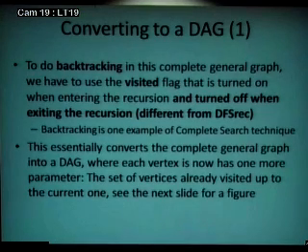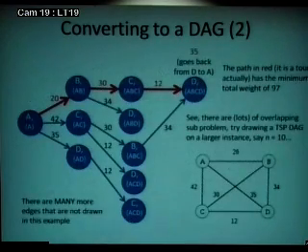What we are doing essentially, in the background, is converting your general graph, which is a complete weighted graph, into a DAG, subconsciously, where each vertex now has one more parameter, and that parameter is this visited flag, the set of vertices that you have visited so far. You will get something like this.